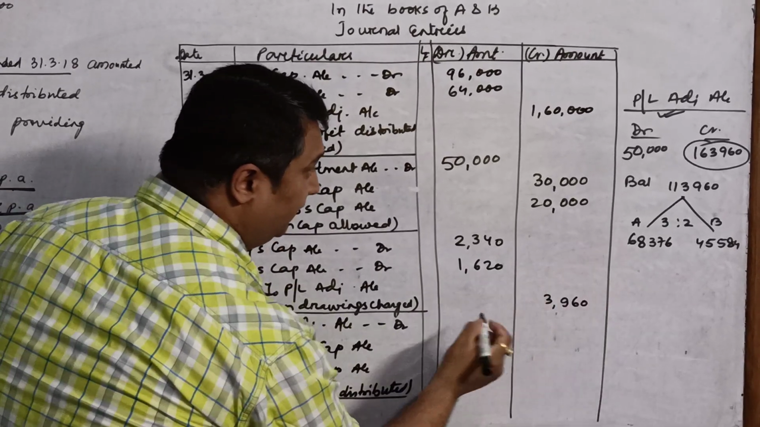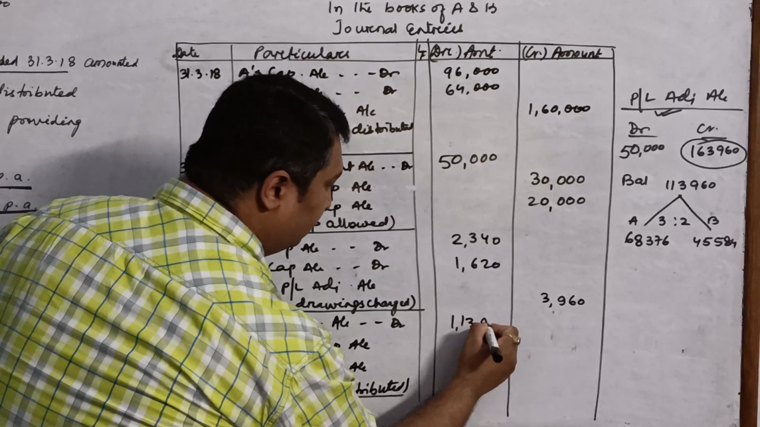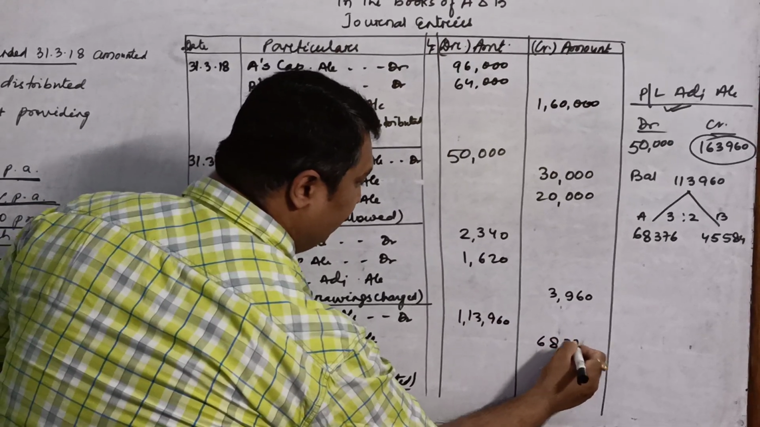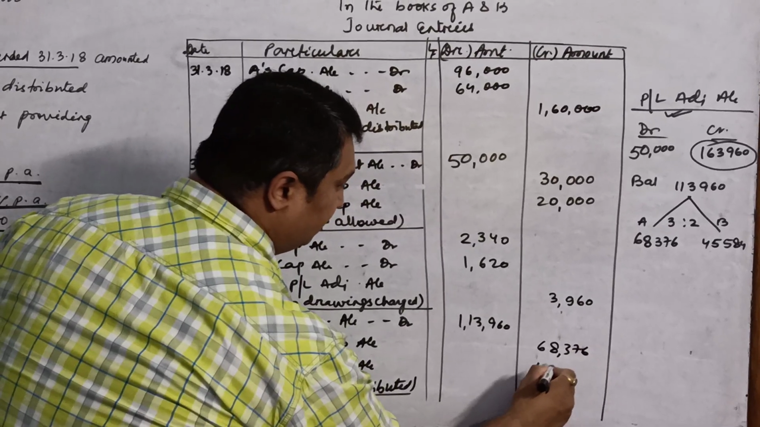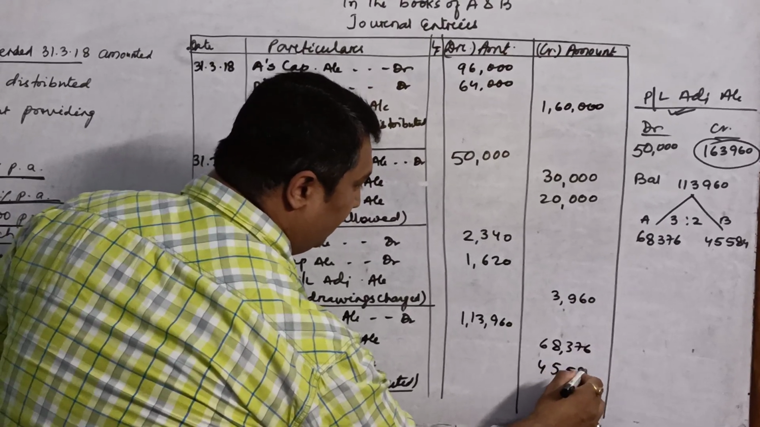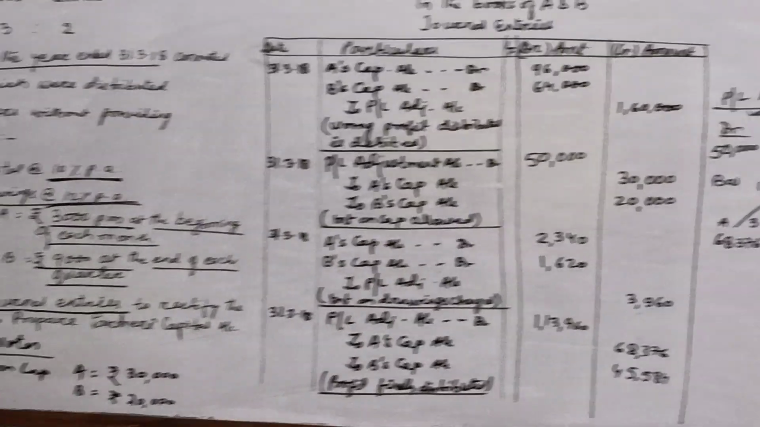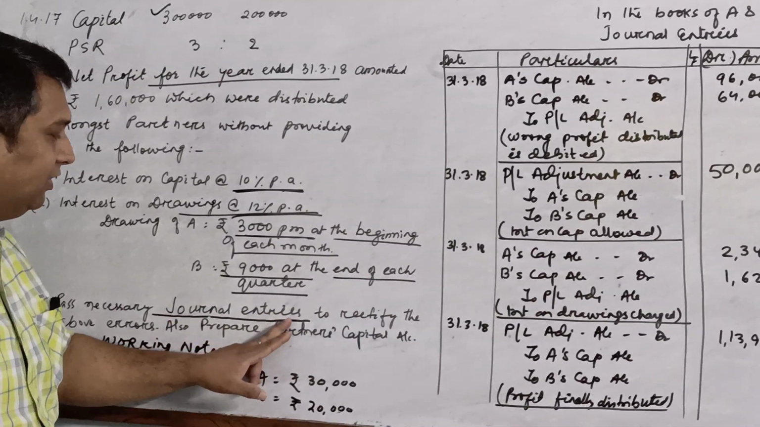How much is the profit over here? 1,13,960, and A's share is 68,376 and B's share is 45,584. Now, this was the first part of your question where you were asked to pass journal entries.